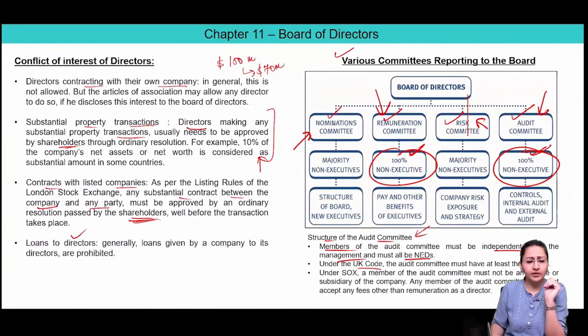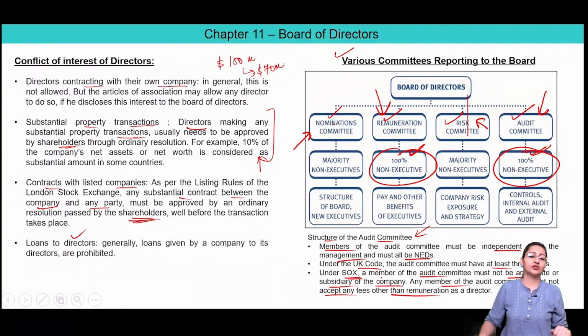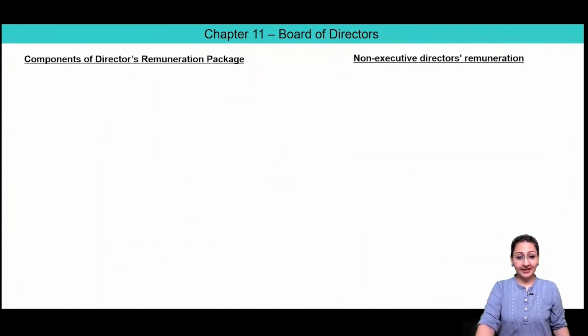Then, under the UK code, there must be at least 3 NEDs in an audit committee. And as per SOX, members of the audit committee must not be an affiliate or subsidiary of the company. Any member of the audit committee must not accept any fees other than the remuneration as a director. So just for your revision, any fees other than the remuneration must not be accepted. This is as per SOX. You have to concentrate more on the UK code, that you should have at least 3 NEDs on the audit committee. Then comes the director's remuneration package and the NED's remuneration package.